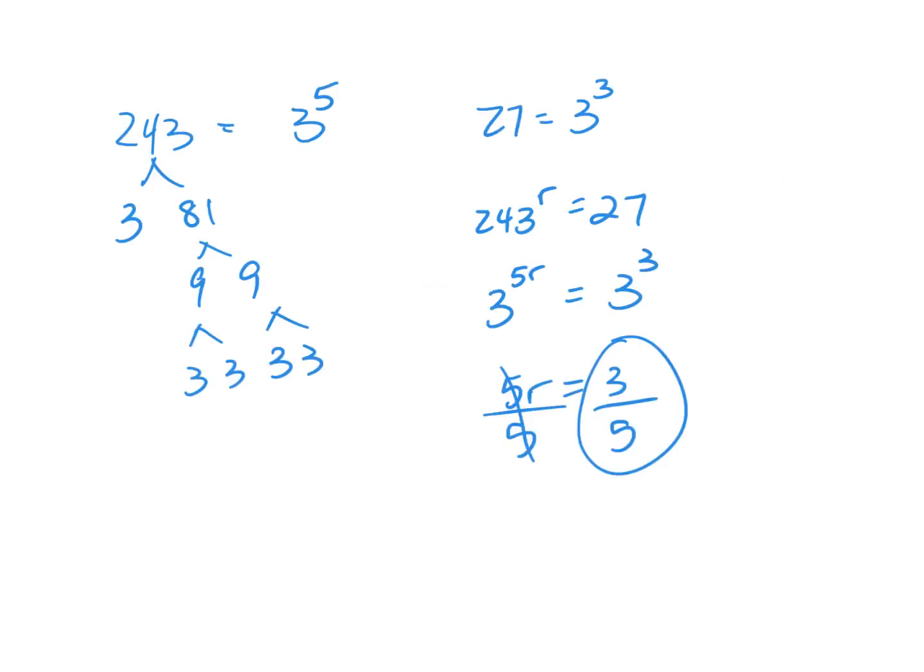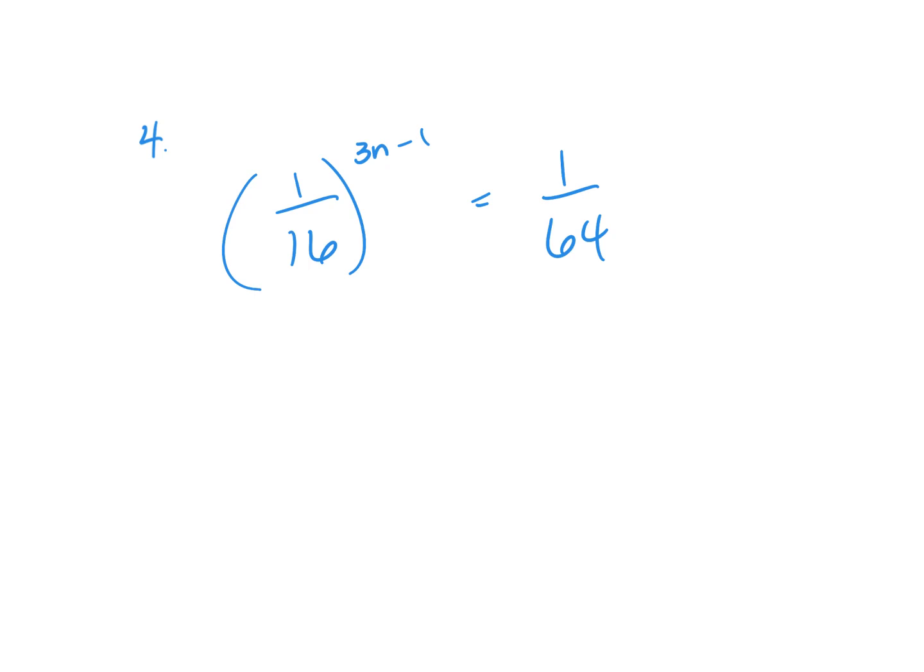So this one, we factor 243 to 3 to the 5th, 27 to 3 cubed, and then we have 3 to the 5r equals 3 cubed, and make the 5r equal to 3, and then find that r equals 3/5. Okay, so we don't want exponents in the basement, so we're going to move them upstairs.